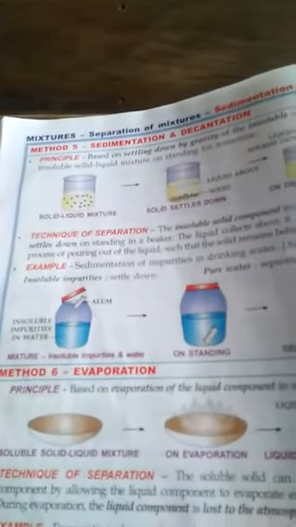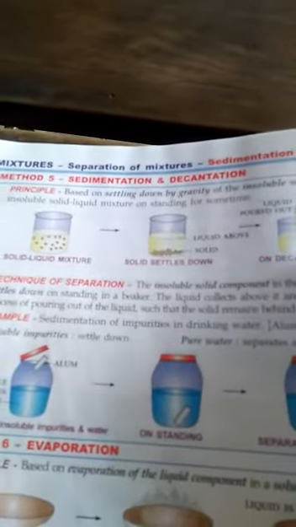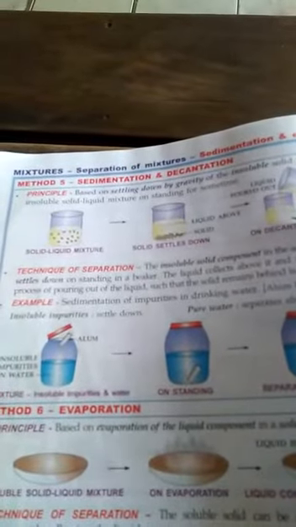See, the solid liquid mixture we will take in a beaker, and then we will keep the beaker at rest position for some time. Then the solid will settle down at the bottom. This is due to the gravity of these insoluble solid particles, and then the water we will pour out. This is decantation, and the settling down of the insoluble particles is called sedimentation, and the pouring out of the liquid into another beaker is called decantation.